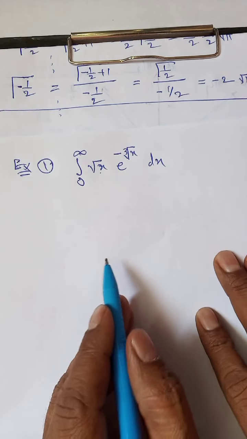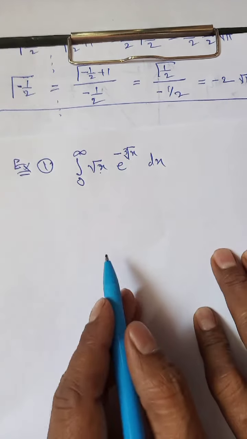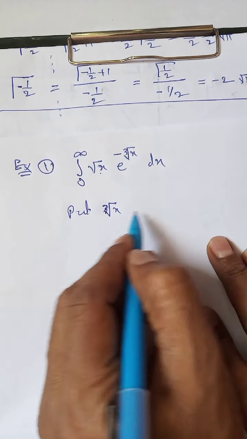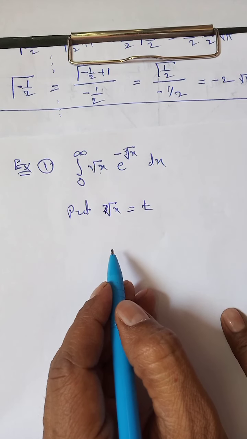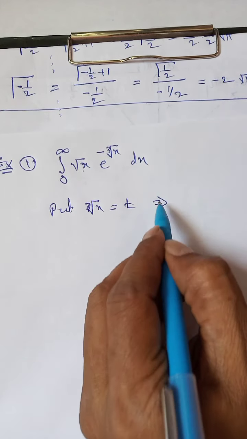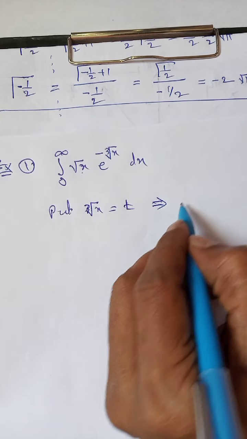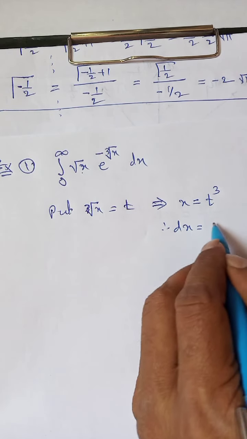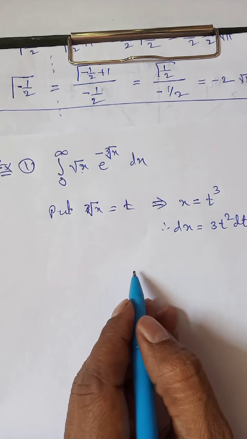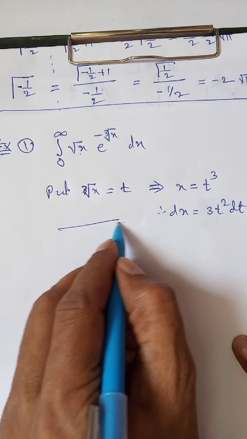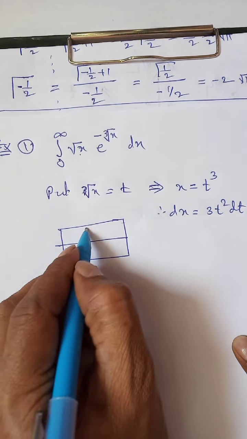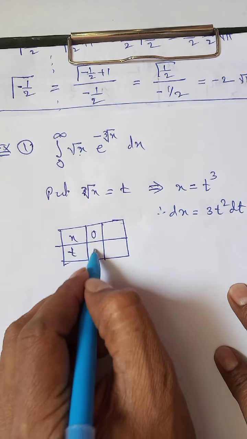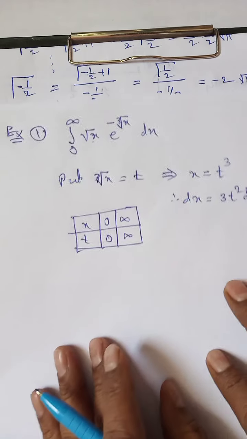Okay, so to convert this power to minus x, we'll substitute cube root of x equals t. This implies cube root of x is t, therefore x is equal to t cube. Therefore dx is 3t square dt. So see the limits, x, new limits of t. When x is 0, t is 0. When x is infinity, t is infinity.